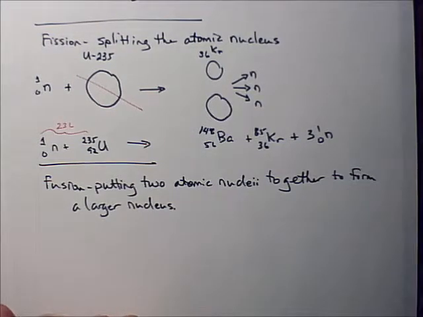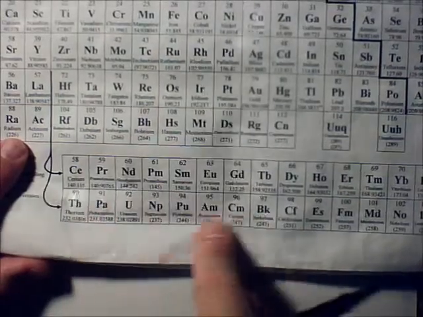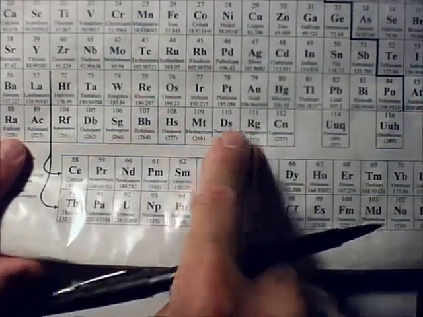Any other questions you want me to cover? Is it just uranium? Any of the large elements could be fission. You don't do fission with small elements. The fission doesn't happen unless you get really large elements. So it has to be somewhere down here, on the bottom row of this, or this row here.